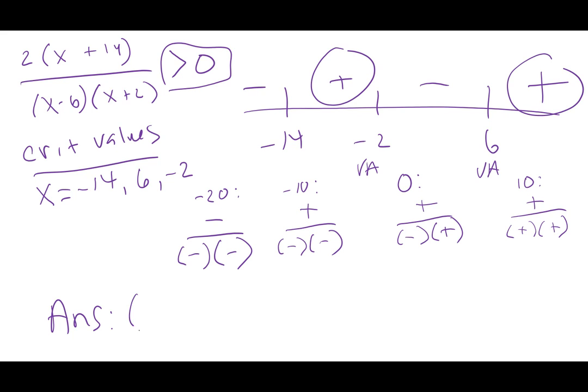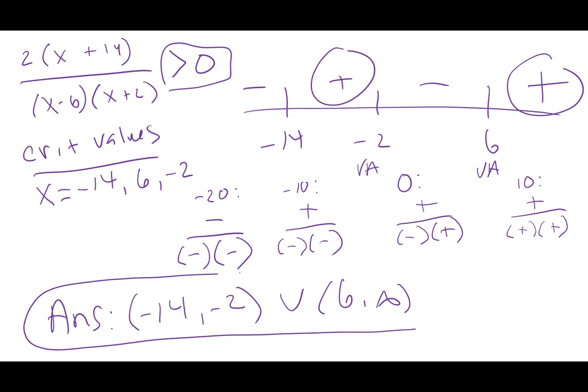So that means your first part of the answer is from negative 14 to negative 2. And your second part of the answer is from 6 to infinity. And it is going to be parentheses for everyone, again, because of the fact that there is no equal to. So again, quality over quantity, I think, is the way to go here.